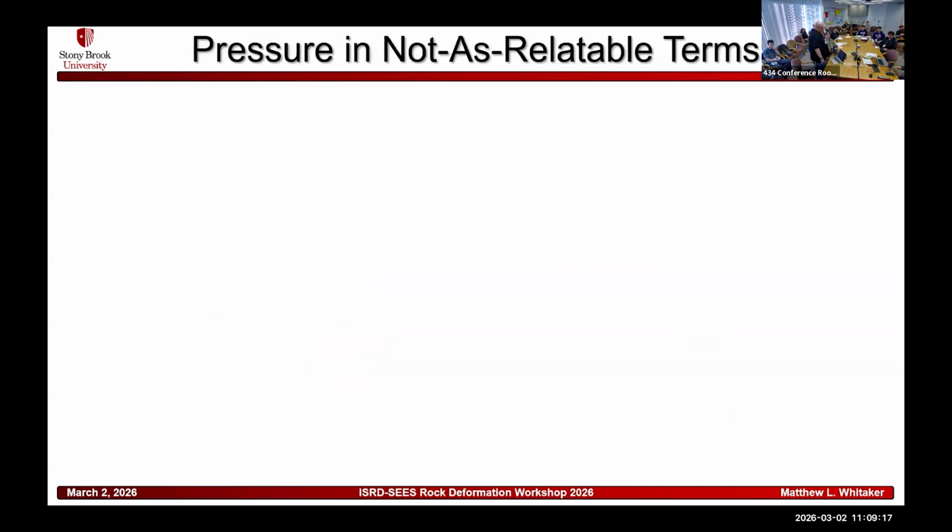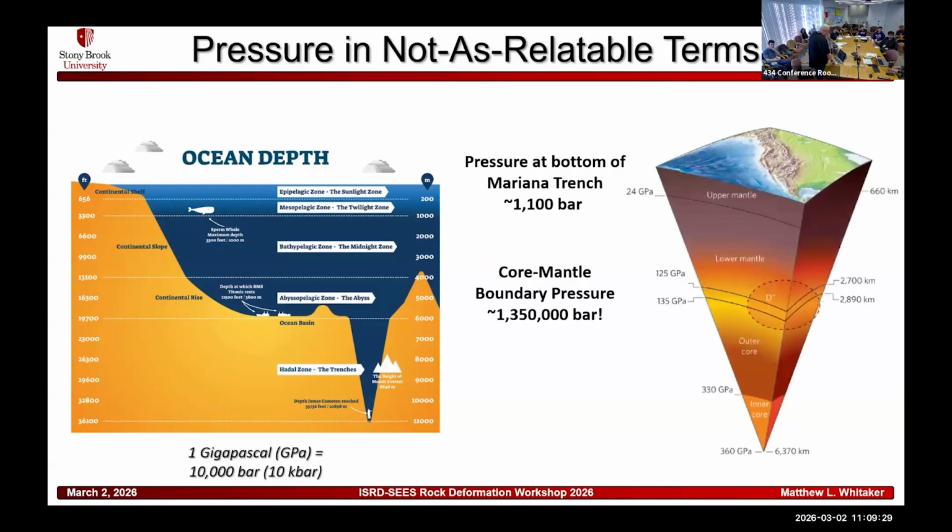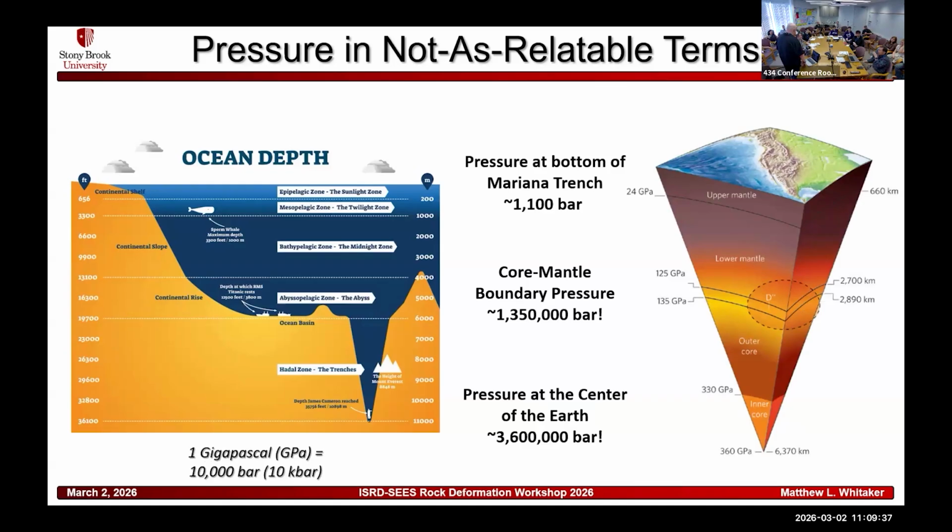So now these are the types of pressures that we're going to be dealing with every day on the surface of our planet. But if we talk about pressure in not so relatable terms, and we go down to the depths of the Marianas Trench, that's about 1,100 bars of pressure, so 1,100 times atmospheric pressure. We go to the core mantle boundary, and that is 1.35 million bars of pressure. And at the center of the Earth, it's 3.6 million bars of pressure. So 3.6 million times the atmospheric pressure that we're used to.